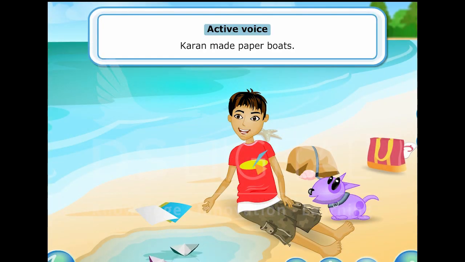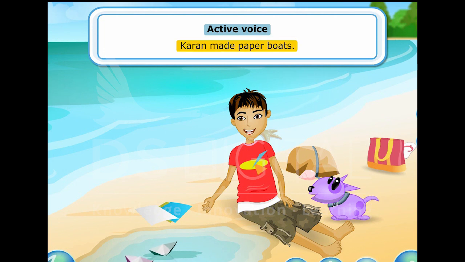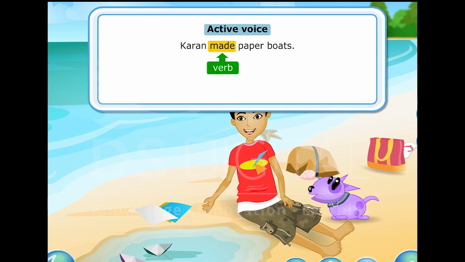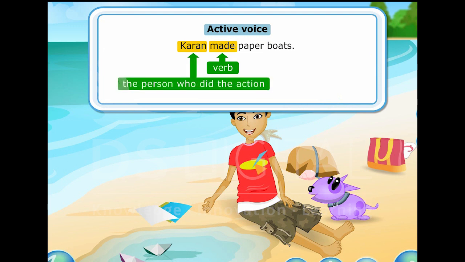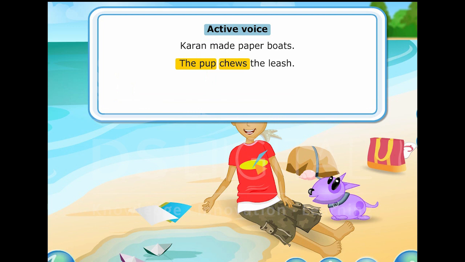Let us start by looking at the active voice. Later in the lesson, you will also learn about passive voice. In this sentence, Karan has done an action. He has made paper boats. When someone or something does an action, you see the verb is in the active voice. A sentence in the active voice begins with the person or thing that does the action. In this case, Karan. Let's look at another sentence.